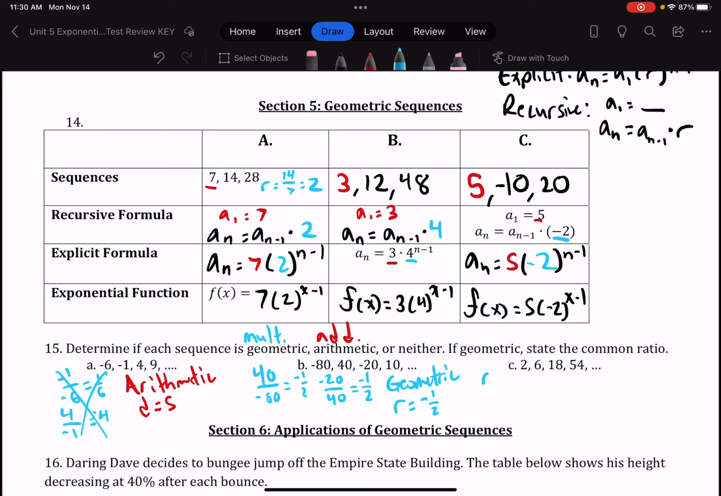The last one, I've got 6 divided by 2, that gives me 3. 18 divided by 6 also gives me 3, so this is geometric with a common ratio of 3. And we will move on to section 6 in the next video.